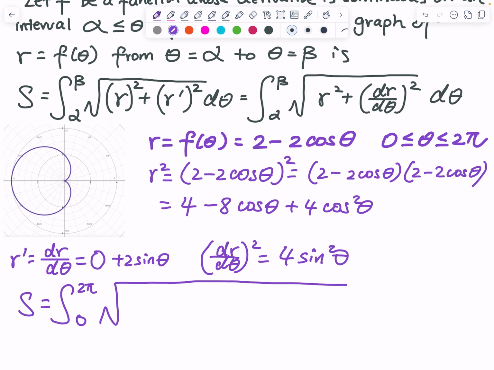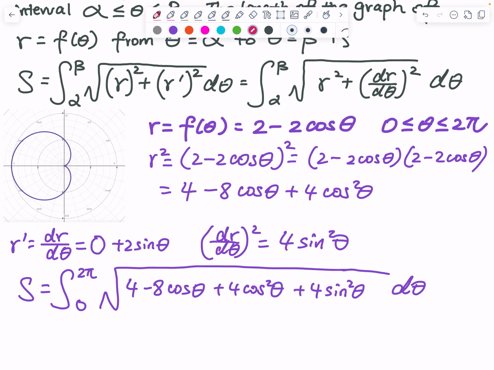R square is 4 minus 8 cosine theta plus 4 cosine square theta, and then add the derivative square, that is plus 4 sine square theta, and then you have a d theta. Okay, and then we can do some work in here.